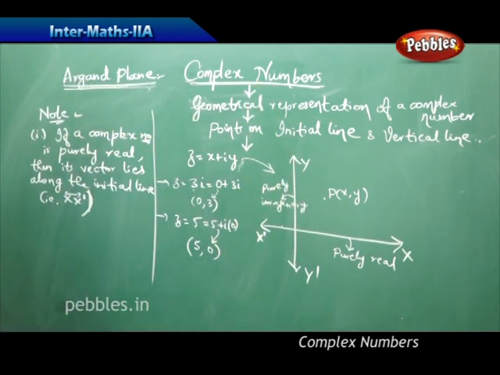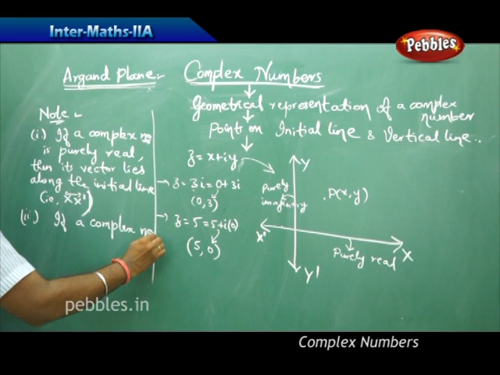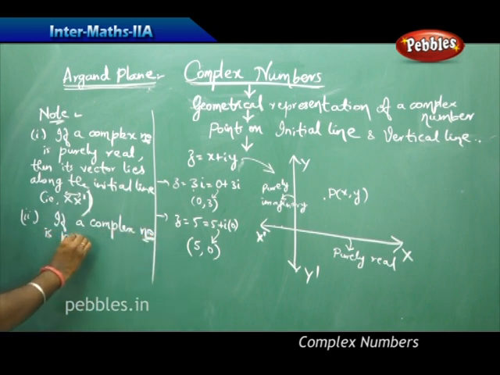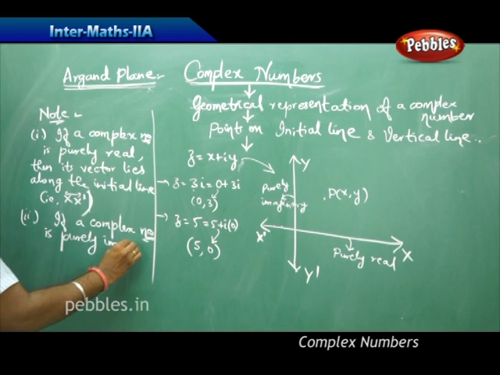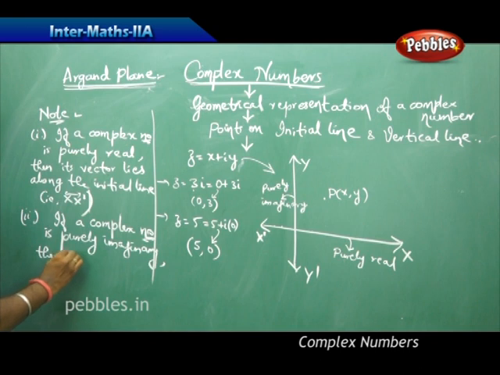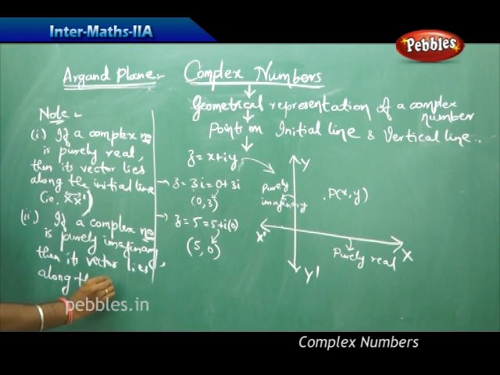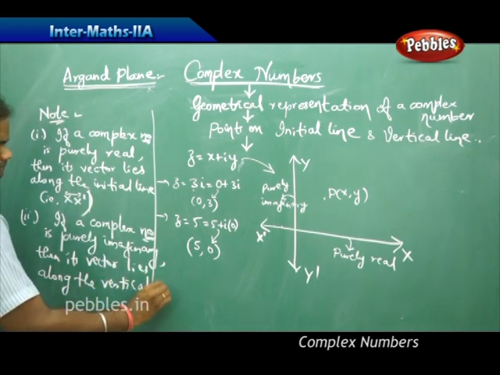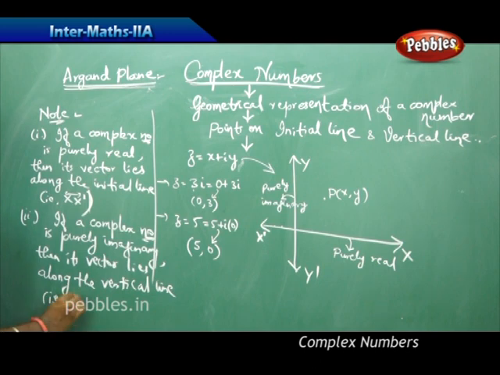is how we understand. Now, the second property says that if a complex number is purely imaginary, then its corresponding vector lies along the vertical line, that is the ray y dash.